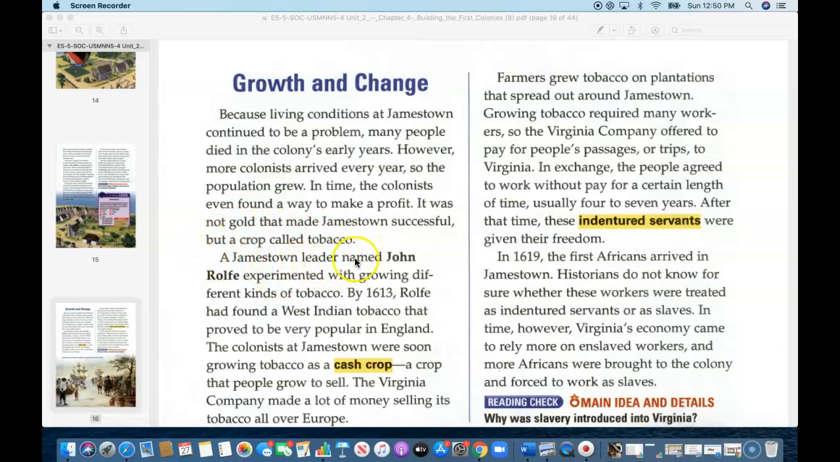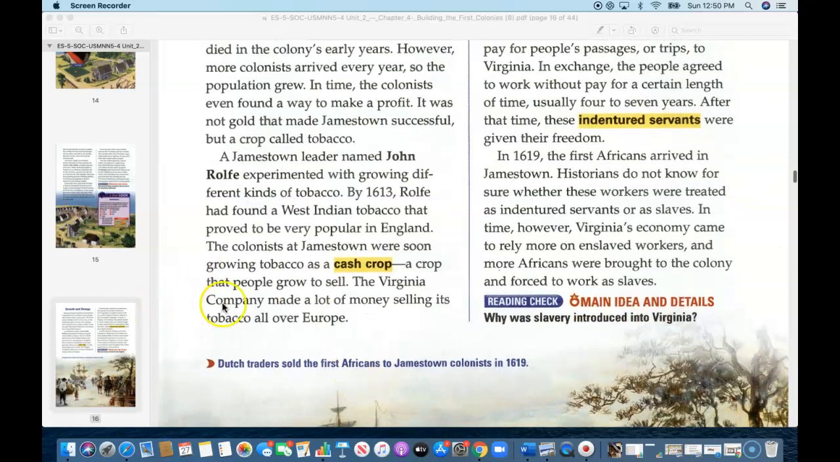A Jamestown leader named John Rolfe experimented with growing different kinds of tobacco. By 1613, Rolfe had found a West Indian tobacco that proved to be very popular in England. The colonists at Jamestown were soon growing tobacco as a cash crop, a crop that people grew to sell. The Virginia Company made a lot of money selling its tobacco all over Europe.